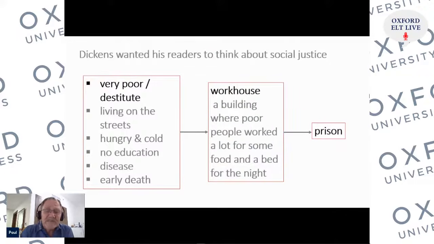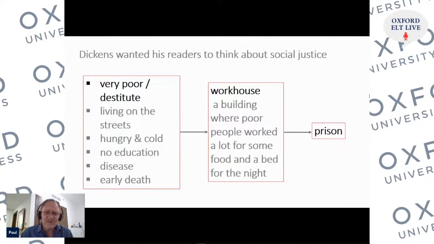Of course, his readers were literate, they could read, they could afford to buy the book, which he published at 5 shillings a copy, handmade drawings, a beautiful Christmas present to give. Of course, he was writing for the readers who could afford to read and comment on his work. And he was writing about very poor, destitute women, children, and men living on the streets, hungry and cold, with no education, a lot of disease and early death.